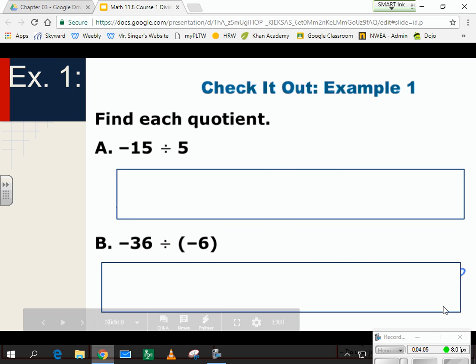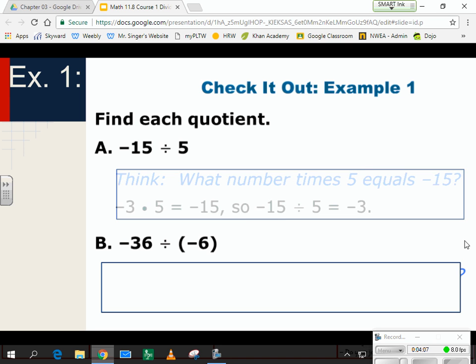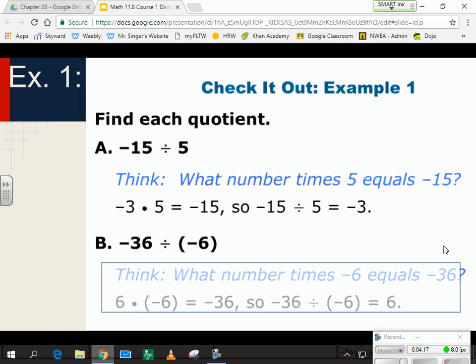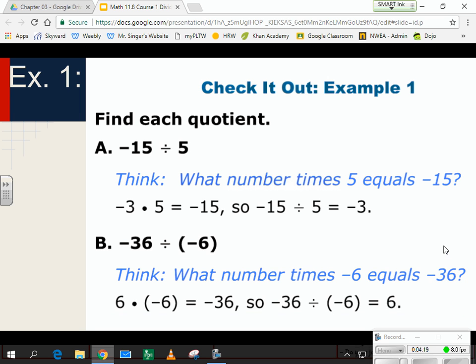This time we have -15 divided by 5, opposite signs, so your answer is going to be negative, and 5 goes into 15 3 times. -36 divided by -6, both are negative, so it's positive, and 6 goes into 36 6 times. Hopefully you're catching on to the pattern here.